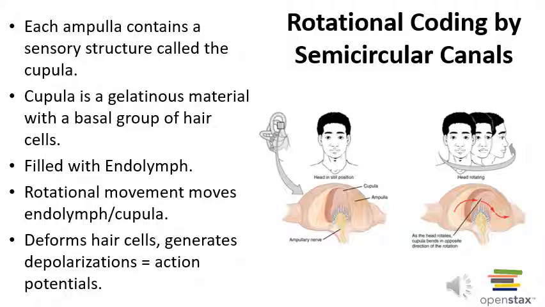So the semicircular canal is filled with endolymph. You turn your head. The endolymph shifts. The rotational movement moves the endolymph, which moves the cupula, which in turn moves and deforms the hair cells. In turn, that generates a depolarization. In turn, that generates an action potential, which travels through the vestibulocochlear nerve to the vestibular cortex, where it's going to be interpreted.